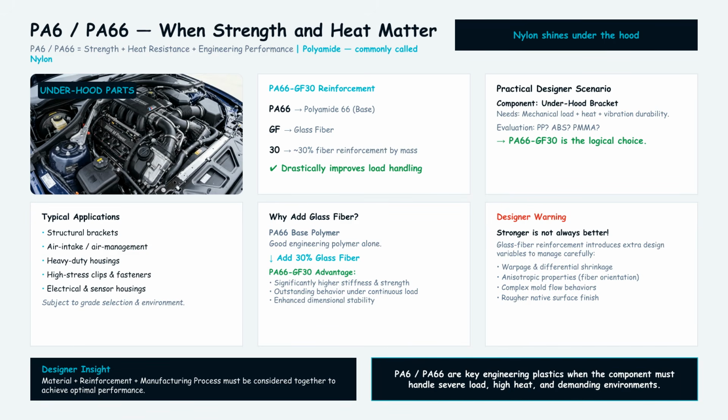PA66GF30 means polyamide 66 reinforced with approximately 30% glass fiber. The glass fiber can significantly increase stiffness and strength. But reinforcement also brings new design considerations, such as mold flow, fiber orientation, shrinkage, surface quality, and warpage. So both should be considered.